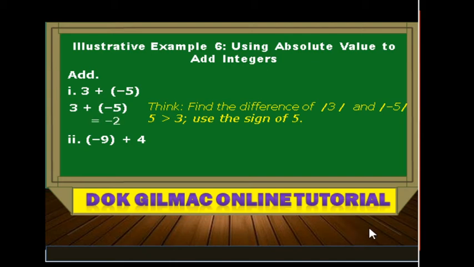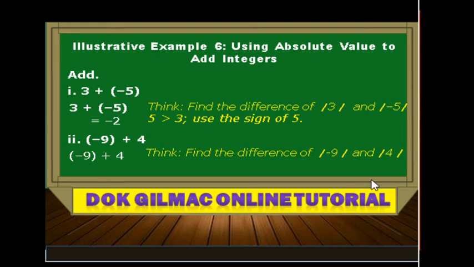Then we have negative 9 plus 4. Again, think of the difference of the absolute value of negative 9 and the absolute value of positive 4. Take note, 9 is greater than 4, so use the sign of 9. 9 minus 4 is equal to 5, but the sign of 9 is negative. So therefore, that is simply equal to negative 5.